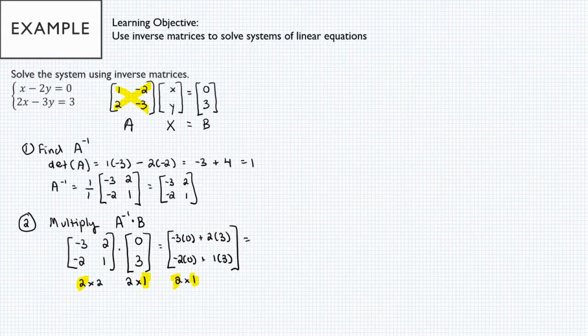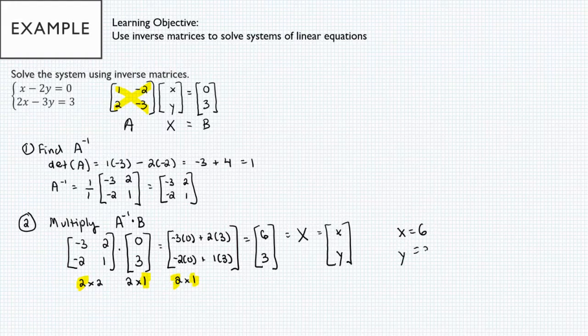And so -3 times 0 is 0. So that's just 2 times 3. So I get 6. -2 times 0 is 0. So it's just 1 times 3, which is 3. And so this is our x, which we said was x and y. So this tells us that our answer, x is equal to 6, y is equal to 3. And so we've just solved that system using matrices.